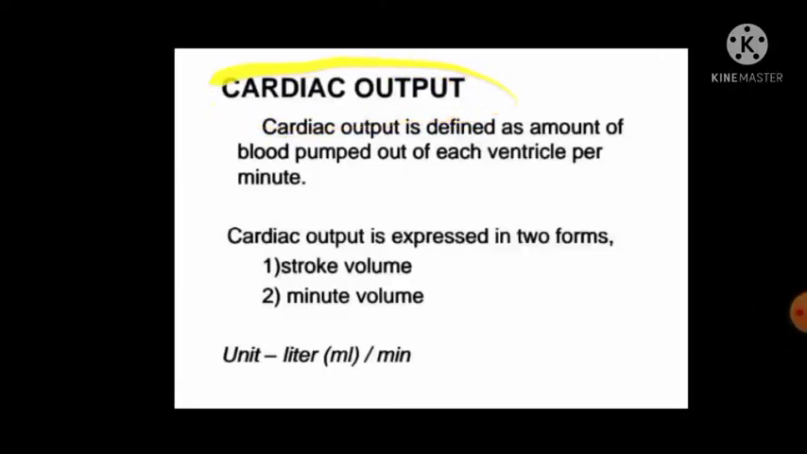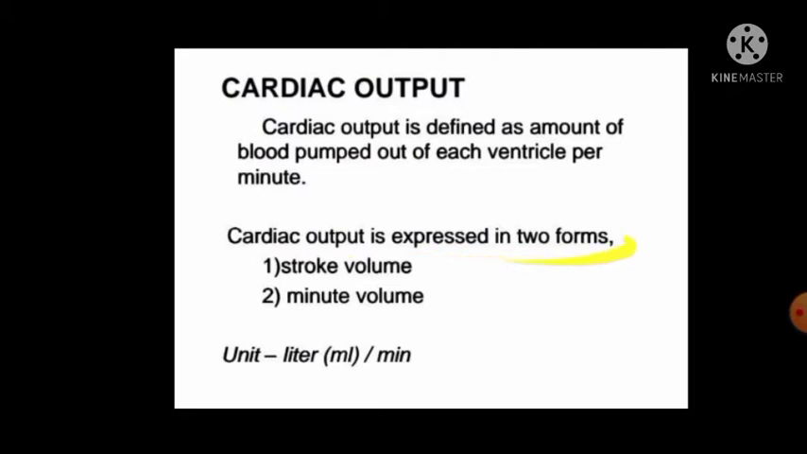In today's lecture, we are studying cardiac output. Cardiac output is a topic in the human heart chapter. Cardiac output is defined as the amount of blood pumped out of each ventricle per minute. It means the blood pumped by the heart in 1 minute. This is called cardiac output.